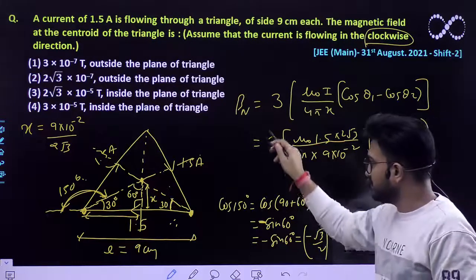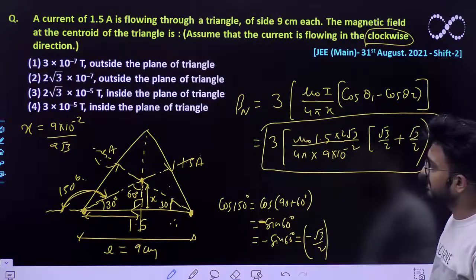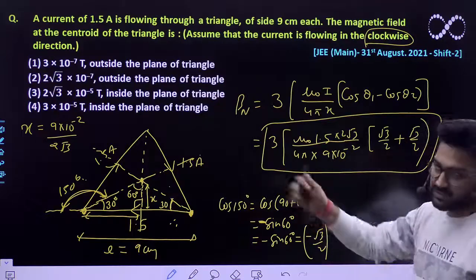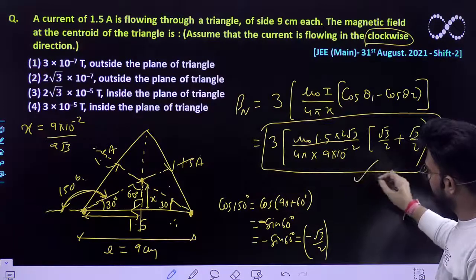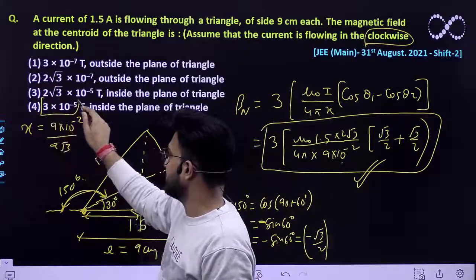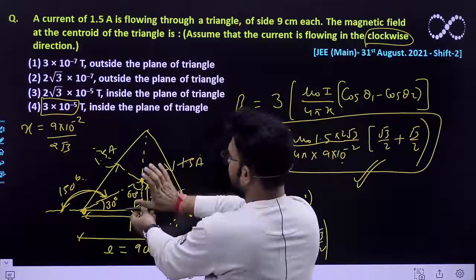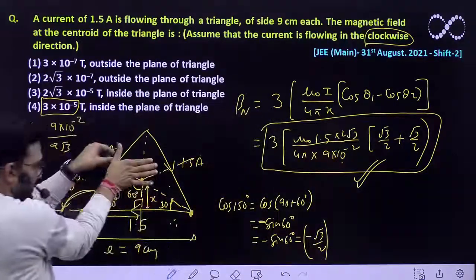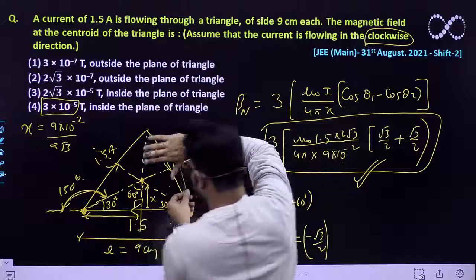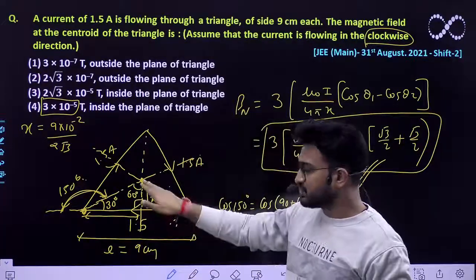And now you just need to solve it so that you can easily find the value of magnetic field at the centroid point. After solving it, you will get this magnitude as 3 into 10 raised to power minus 5 Tesla, and it is always inward because the field due to each individual wire is also inward. Using right hand thumb rule, you can easily find out the direction of magnetic field at this particular point.